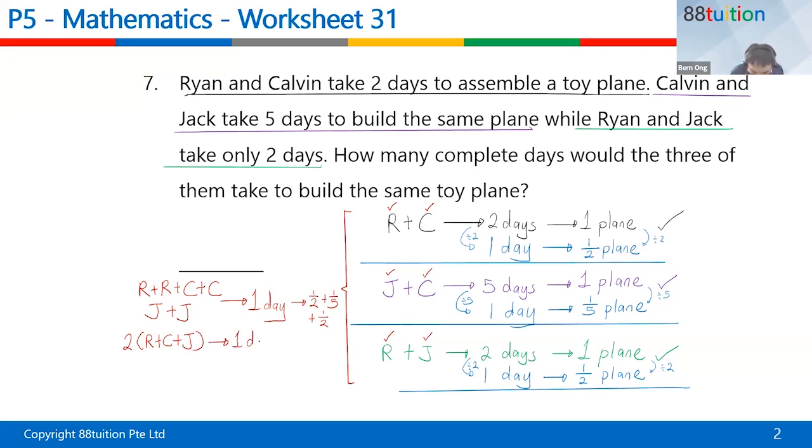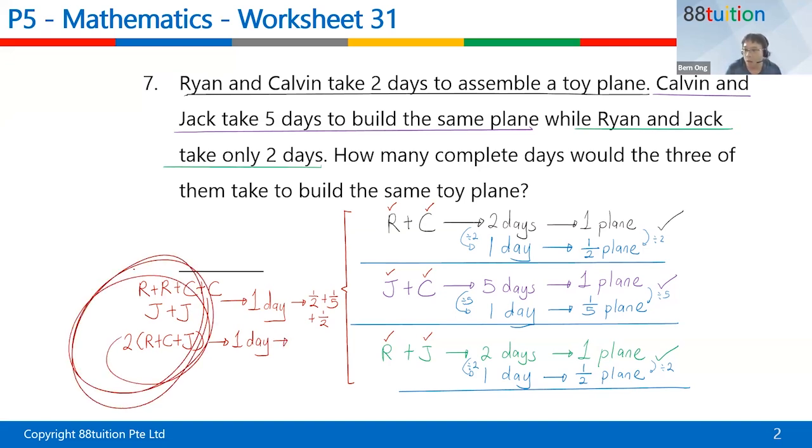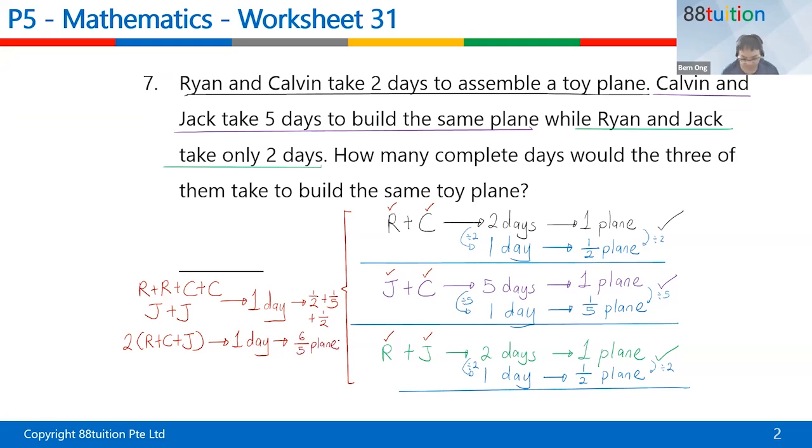So in the one day, how many parts of the plane did they build together? Now imagine I got 6 people. In one day, obviously they build faster, right? So you take your calculator and press 1/2 plus 1/5 plus 1/2, which is equal to 6/5. They can build 6/5 of the plane. That means they finished building already.